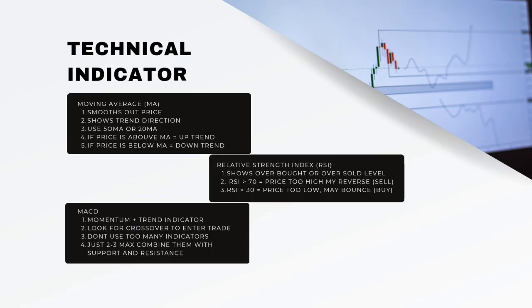Okay. When you talk about momentum plus trend indicator, you can look for crossovers to enter a trade. Don't use many indicators. No, just look for at most two indicators. I'll say 2 or 3, but at most 2 indicators. You don't need 3, you need just 2. You can actually combine MA, moving average or exponential moving average, with RSI, relative strength index.